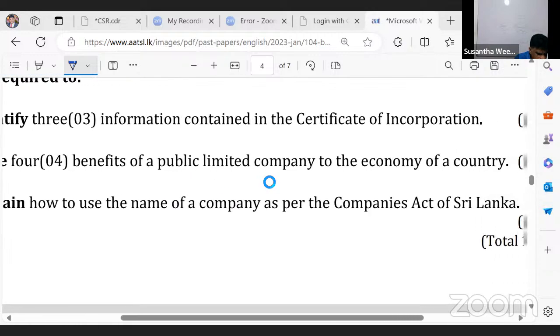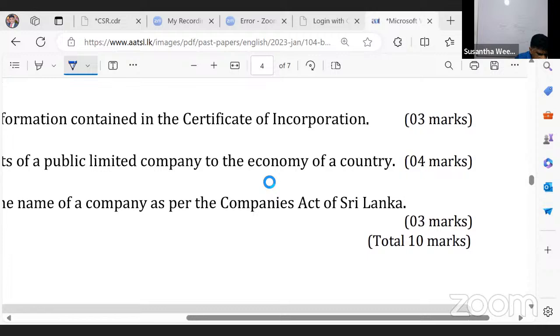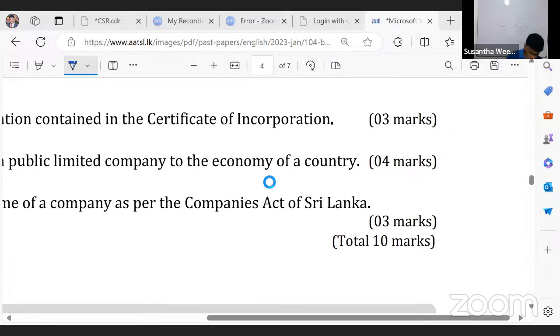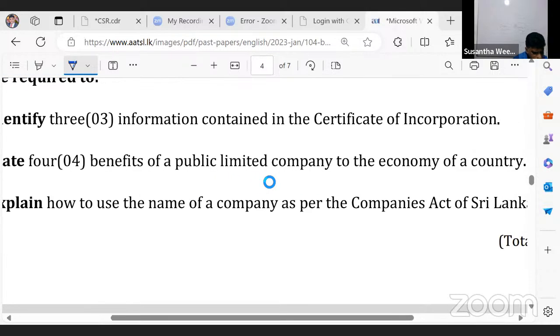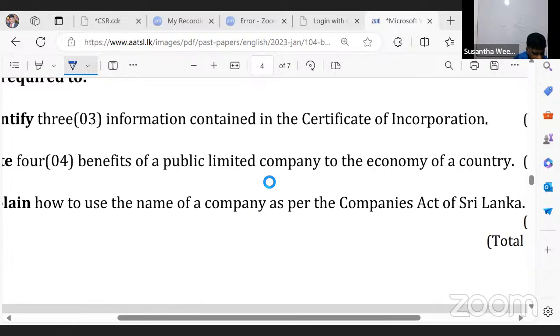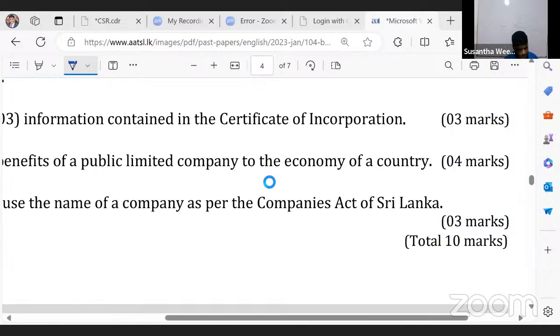State 4 benefits of a public limited company to the economy of the country, right? This is not an advantage to the company, it is asking about the benefit to the economy of the country. How is it beneficial to the economy? Mainly we can say it contributes to the economic growth, to the gross domestic product, and is helpful to achieve economic growth.